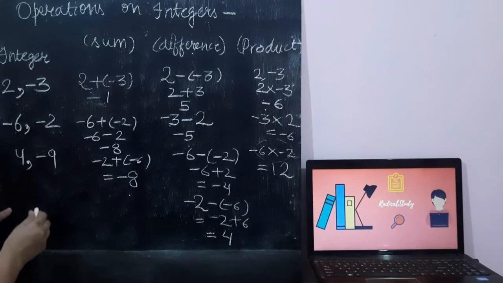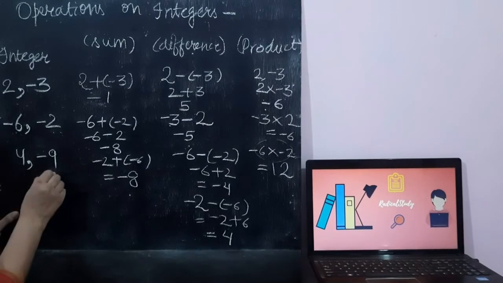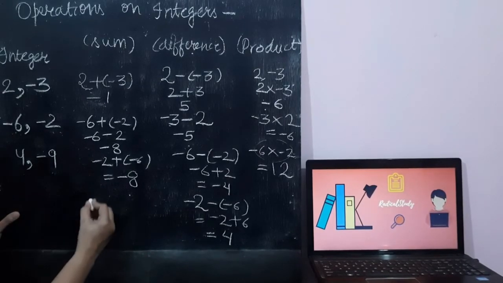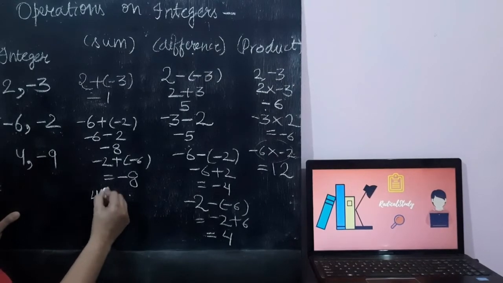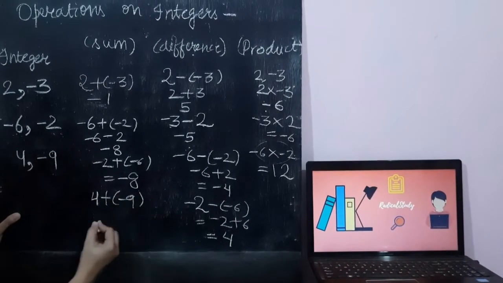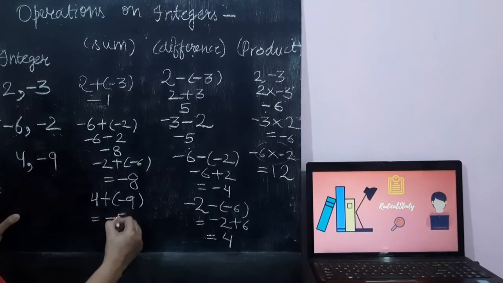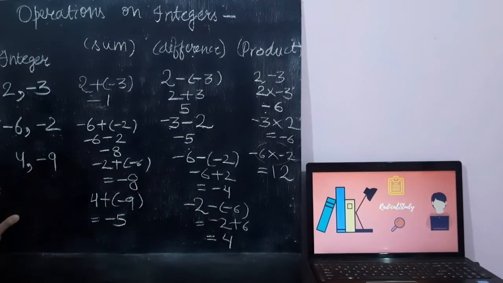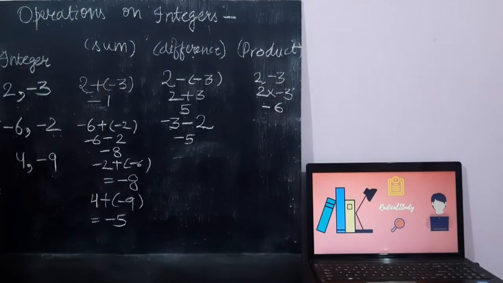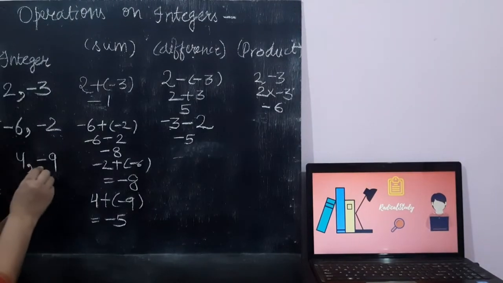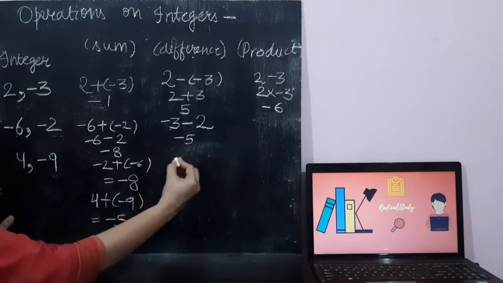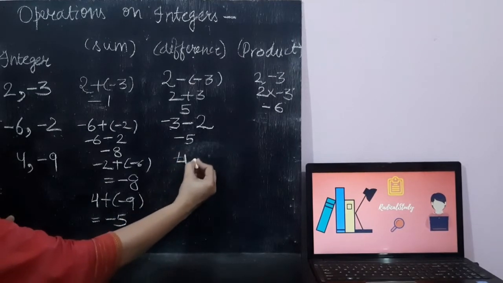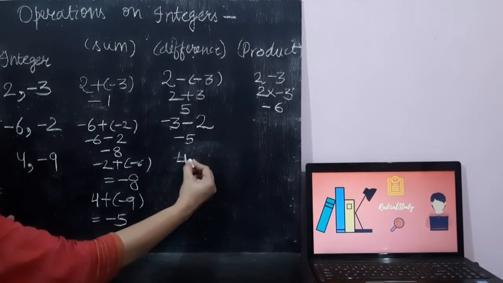Now the next example is 4 and minus 9. I will explain this also. When you add 4 plus minus 9, it will be minus 5. Now in subtraction, the situation will be different. We have to subtract them, as the difference of integers is not commutative.